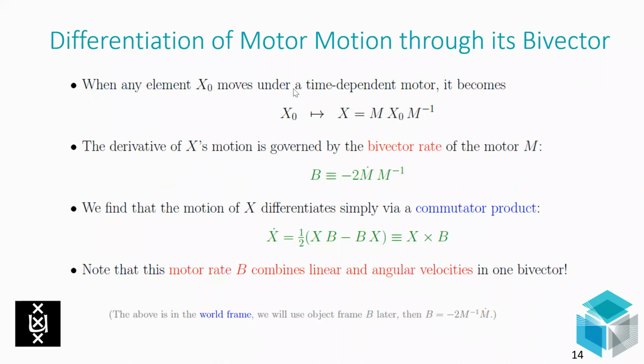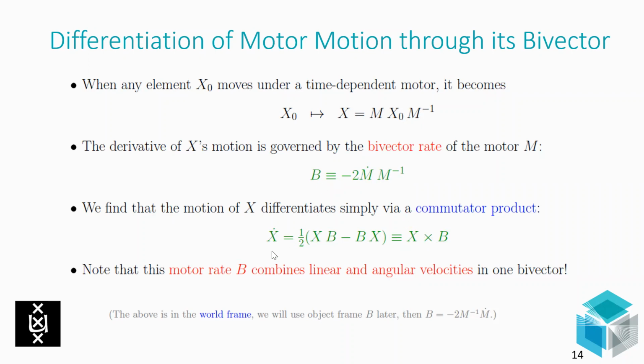There's a little bit of dark magic that I didn't find the time to explain in detail, but if you have an object that moves under a motor, so a time-dependent motion of an object x0 to become the x that it is at the moment, then it turns out that the derivative of x, so how much x changes, is the commutator with the bivector of this motor. And the bivector of this motor, when it's time changing, is basically the relative derivative, the derivative of the motor divided by the motor itself. These are somewhat straightforward computations, but not in a half-hour talk.